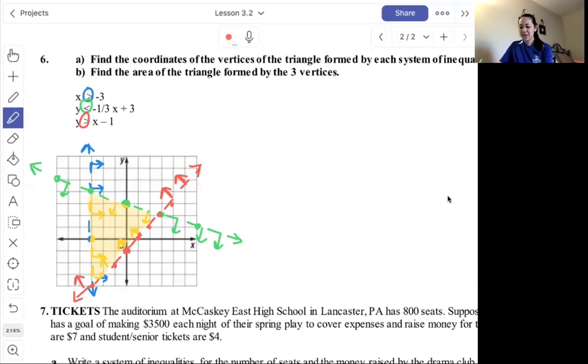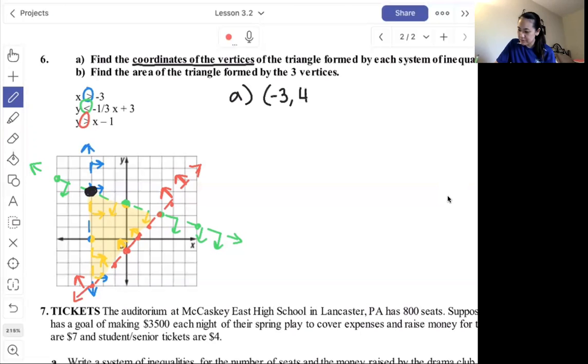Okay. So now part A, the question is actually asking us to find the coordinates of the vertices. Okay. So if you graphed it very carefully, you can see the vertices right here at -3, +4. I have another one down here at -3, -4. And then this last one, I have 3, 2. All right, so those are the coordinates of the 3 vertices of that triangle.